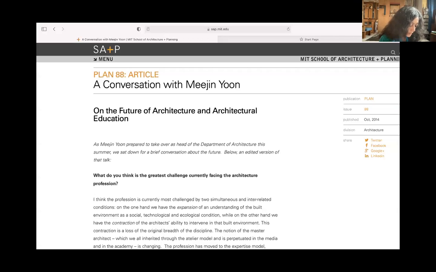So Mi Ji Yoon, in a conversation on the future of architecture and architectural education, as she prepared to take over as the head of the Department of Architecture at MIT in 2014, identifies one of the great challenges today as, and I quote, the contraction of the architect's ability to intervene in the built environment, end of quote. She further adds later on in the interview, and I quote again, the construction industry is no longer as integrated with architecture as it was historically, when we had a relationship with craftspeople, because construction is now its own kind of industry, end of quote.